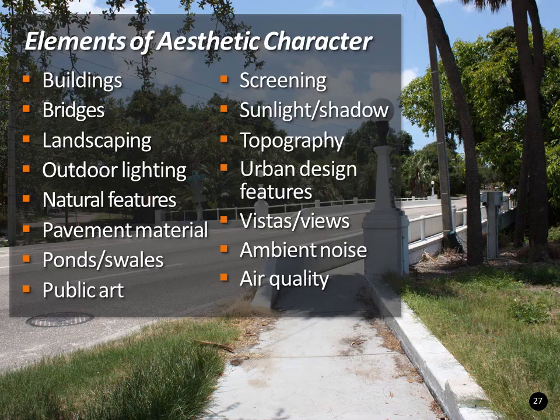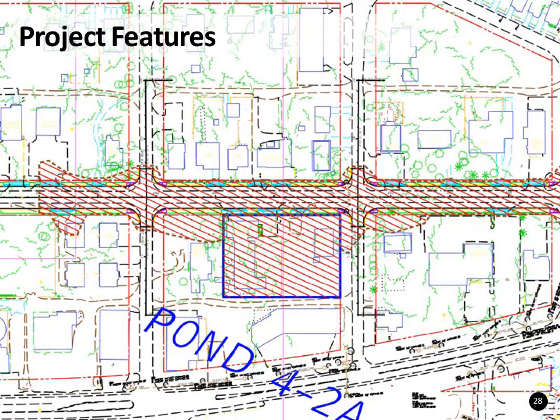Also keep in mind that a community's aesthetic character is a product of many elements. The elements work together to create a collective look and feel that the community may value highly. Therefore, the addition or elimination of one or more elements as a result of the project can have an impact on the local aesthetic. The location and extent of some project features may not be known until later project phases, such as PD&E or design.